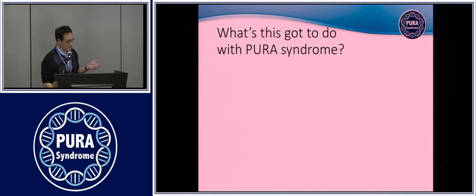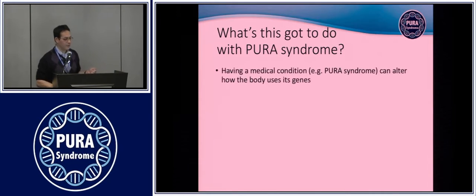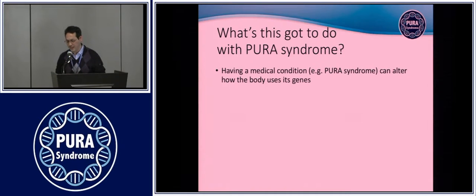So what's this got to do with Pura syndrome? Well, if you have a medical condition of some kind, then that's very likely to influence how your genes are being used. Okay, for example, in your brain, we suspect there's going to be some change in how the genes of people with Pura syndrome are being used, because the Pura alpha protein is so important that it's bound to be regulating lots of other genes. And we'd like to try and understand that. And in the rest of the body as well, these other tissues probably, and by having the condition, and also by having things like epilepsy and other problems, those are going to influence how the genes of the genome are used.